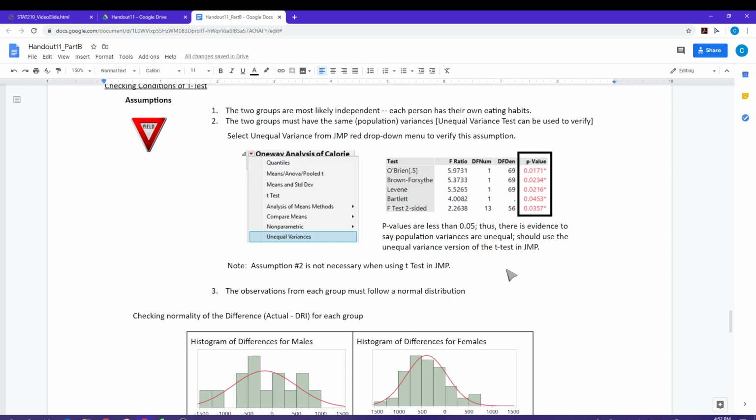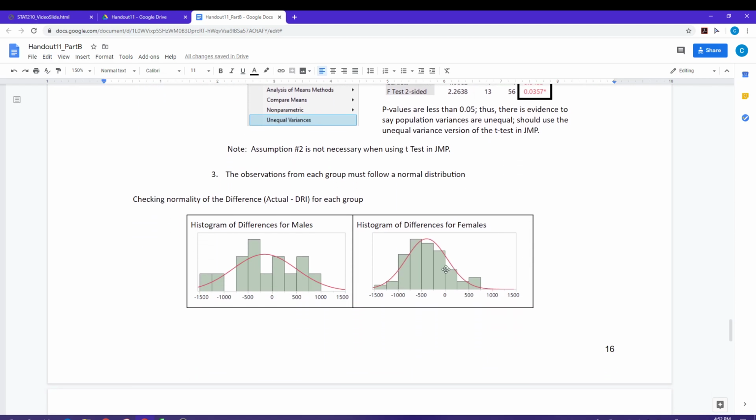Assumption number 3, though, is the normality in the observations. And you can see for the males, they tend to be a little bit more normal shaped than the females. Excuse me, I had that backwards. The females tend to be more normal shaped than for males over here on the left. One issue here is that I only have 14 or 15 observations here for the males. So it's really hard to make a histogram look nice and bell curved with that few observations.